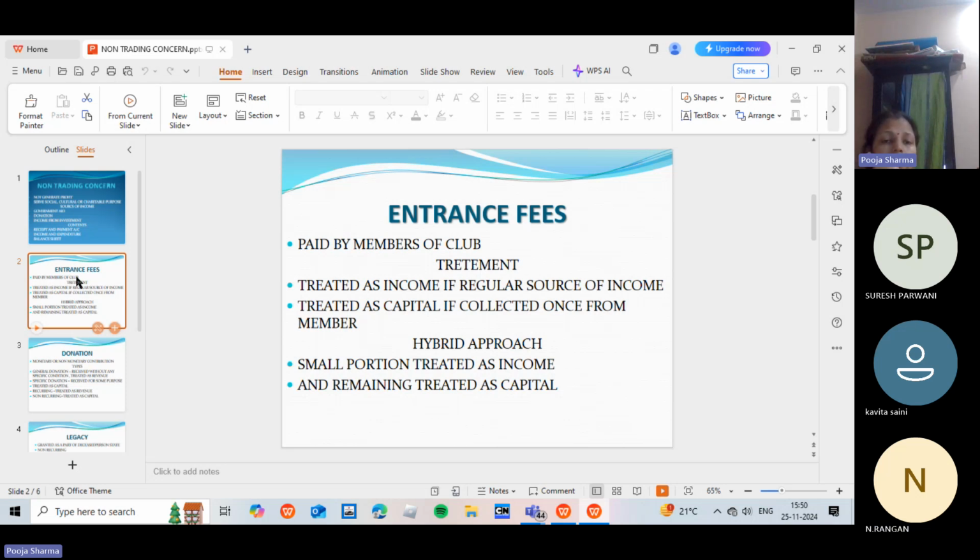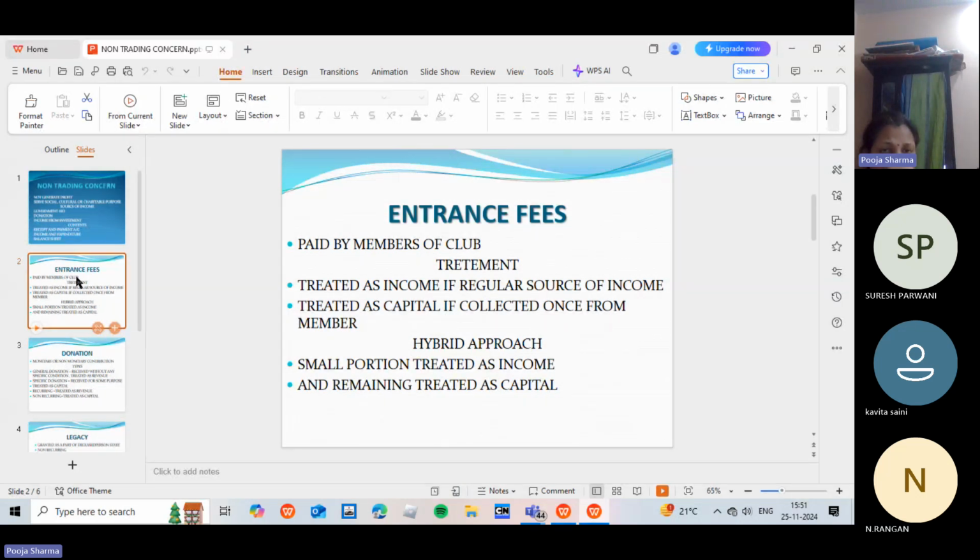But if it is of capital nature, it means we got the entrance fees only once, once in a lifetime, once in a while. That means it is of capital nature. So its treatment is that we will show it in the balance sheet under the head capital.